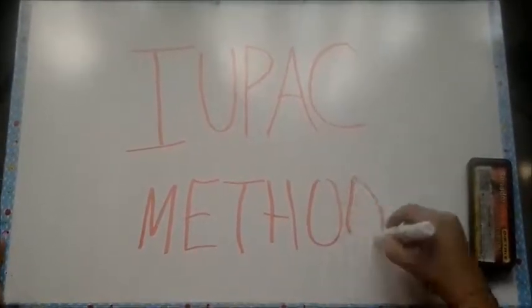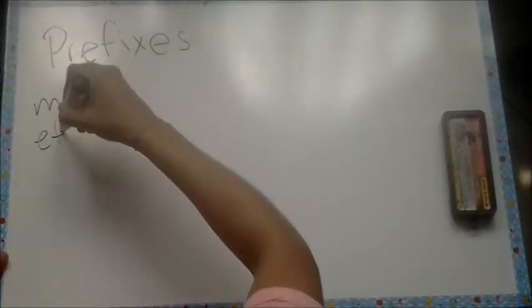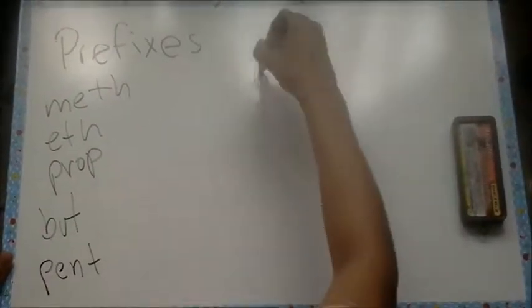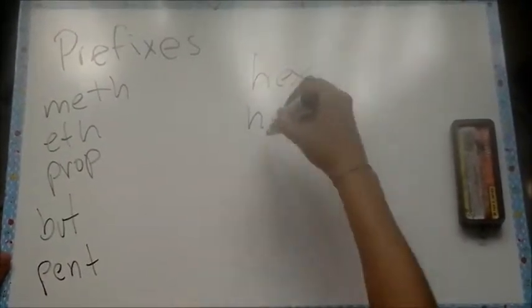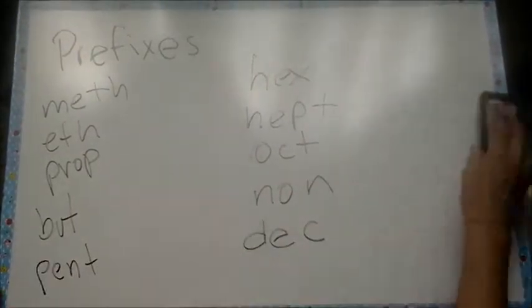Learn how to name a hydrocarbon chain using the IUPAC method. First, you need to know some prefixes which will help you name the hydrocarbons. They are based on the number of carbons in the parent chain, and those are meth, eth, prop, but, pent, hex, hept, oct, non, dec.